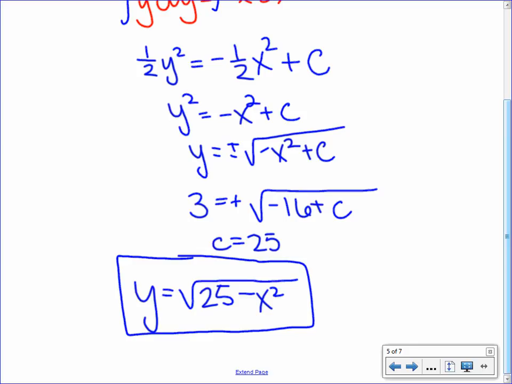What is that? In this case, it's just a semicircle since we only have the positive, but technically, yes, we're dealing with a circle. All right, we have one more example.